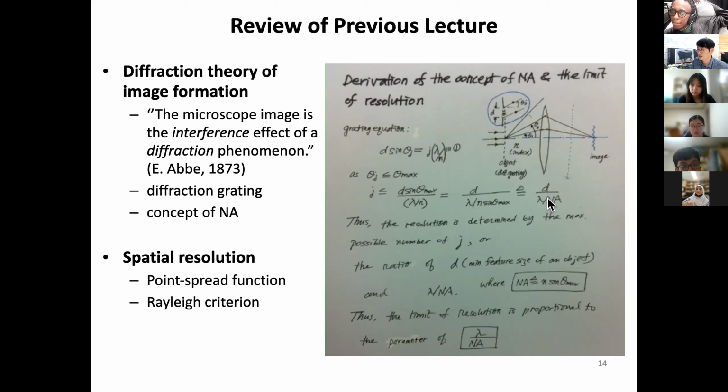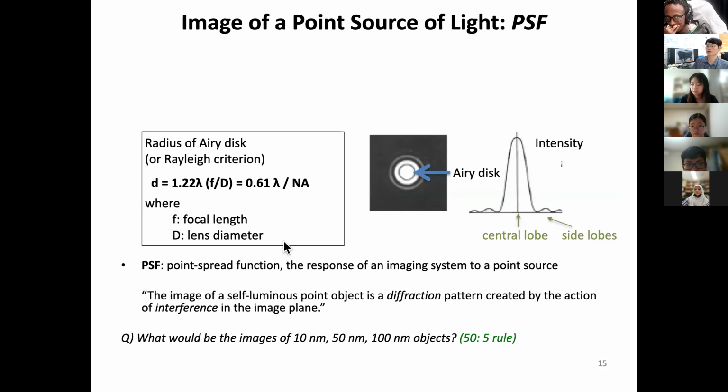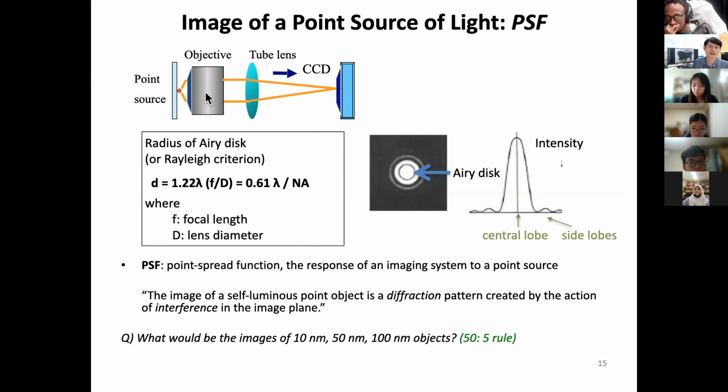So we realize lambda over NA becomes the most important parameter. If it's smaller, you will have better information or better resolution. To make it small, you would use a smaller wavelength, which makes sense, or a higher NA. This is how we guess Abbe reached it to define numerical aperture, and this is a key aspect of our resolution. Okay, so with that, you have an objective lens.